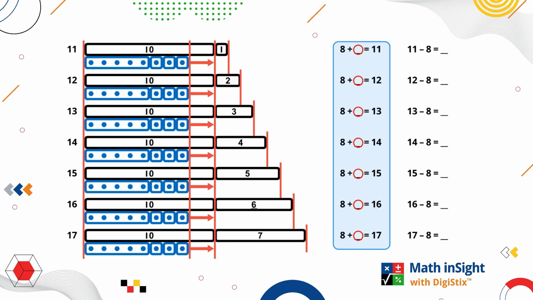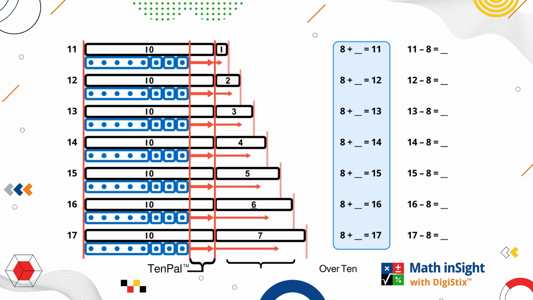Each unknown addend has two parts. The first part is the 10 pal for 8, which is 2. The second part is the number over 10. To solve each problem, we start by making a 10. The 10 pal for 8 is 2, which is shown by the arrows.